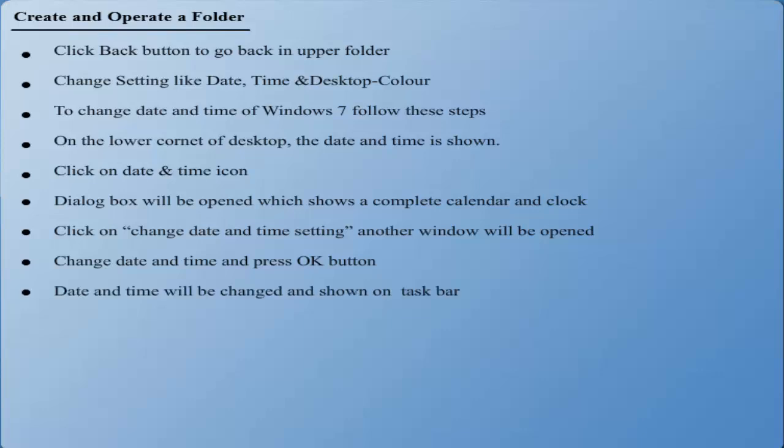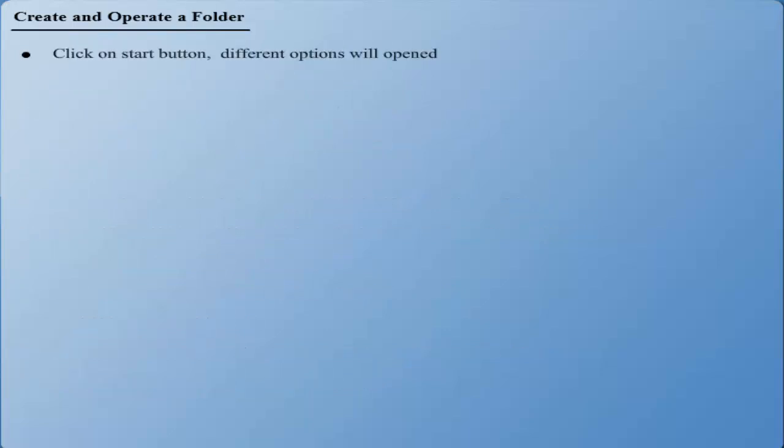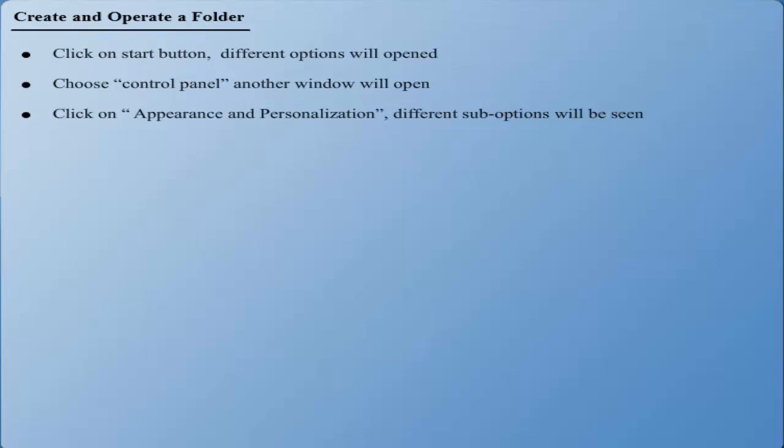Changing the desktop color. There are different ways of changing the color of the desktop in Windows 7. To change the desktop background color, follow these steps. Number 1. First of all, click the Start button. Then a list of different options will be opened. Number 2. Choose the option Control Panel. Then another window with different options will open. Number 3. One can see here an option, Appearance and Personalization, and different sub-options. Number 4. In these sub-options, just click on the option Change Desktop Background.